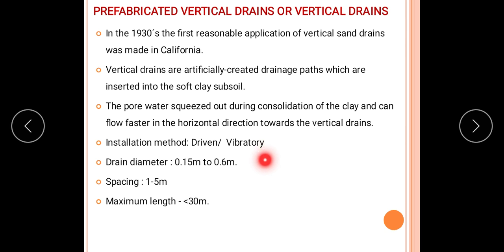Drain diameter may be about 0.15 meter to 0.6 meter. Spacing we can provide from 1.1 to 5 meter, up to 5 meter. The maximum length should not exceed about 13 meter.